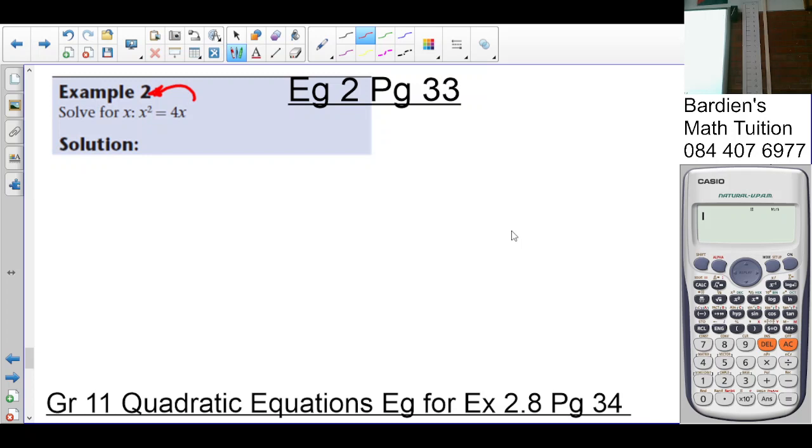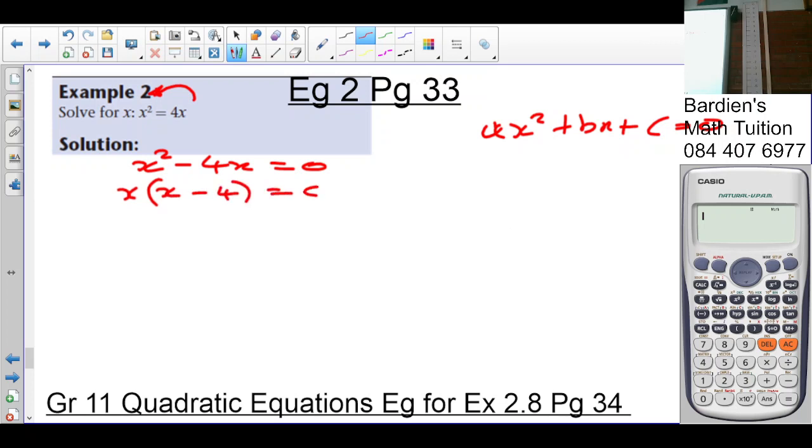Right, so you take the 4 over. So, what is standard form? In the form of ax squared plus bx plus c. Okay, that's standard form. So you take the 4 over, it becomes x squared minus 4x is equal to 0. Now what do we do? Common factor. It's a common factor of x. So you take the common factor out. What am I left with? x minus 4 is equal to 0.